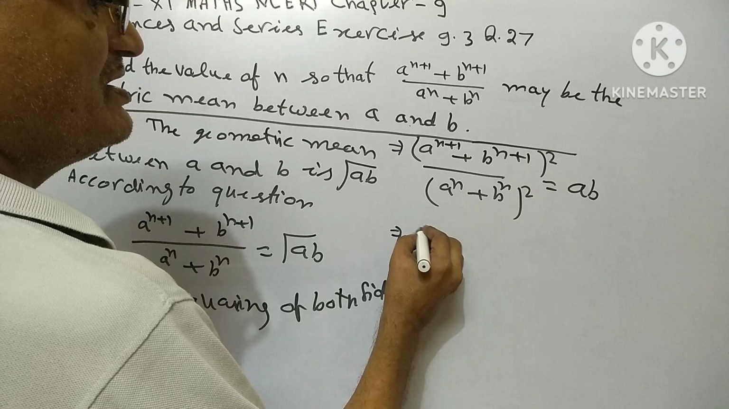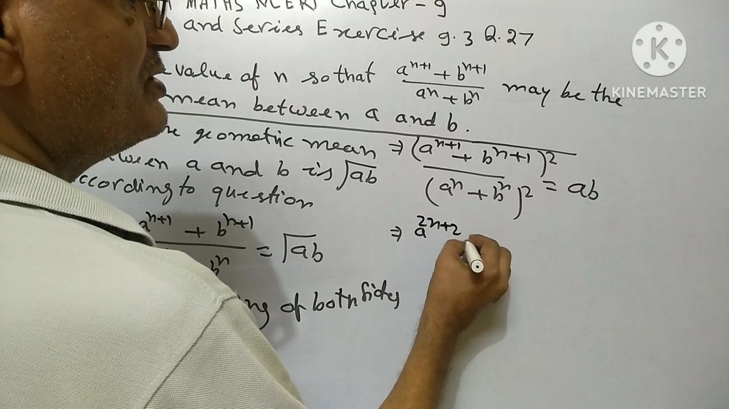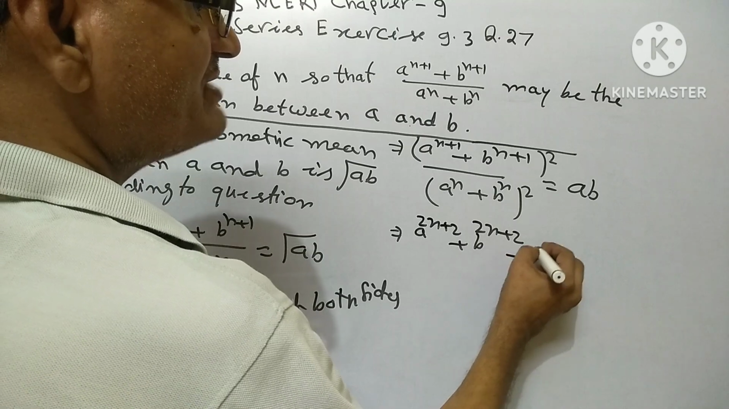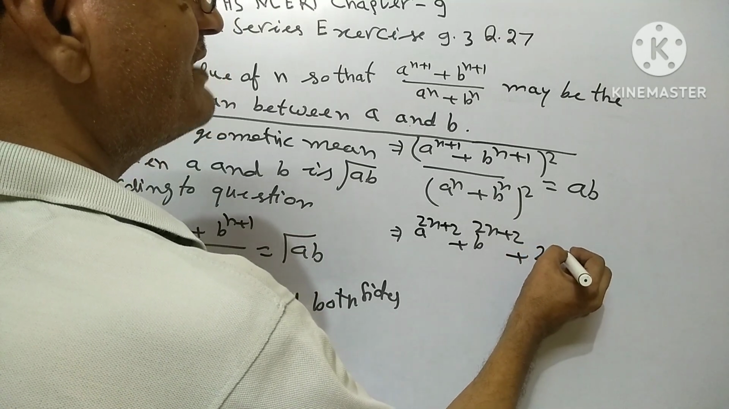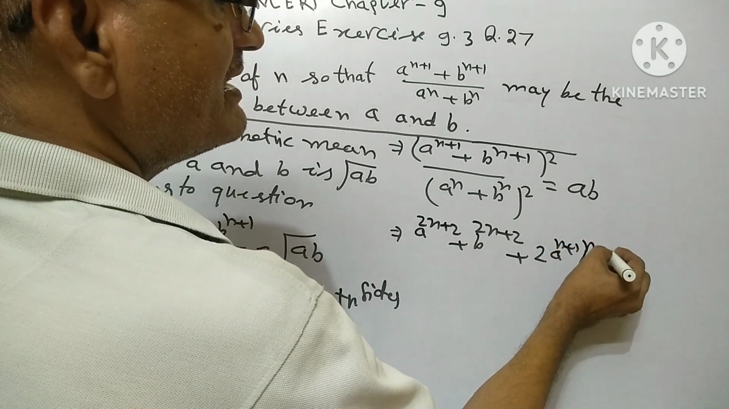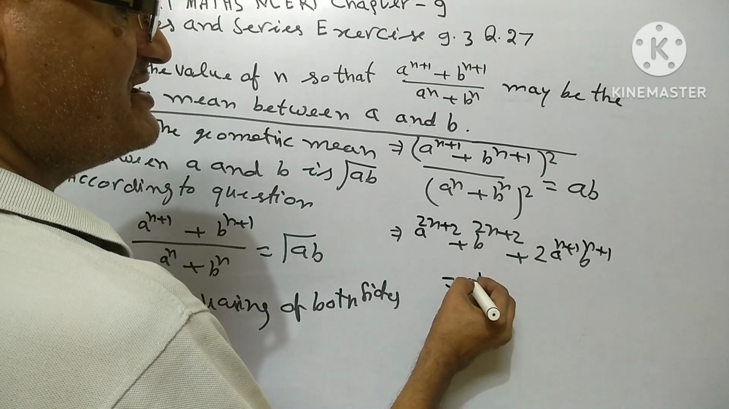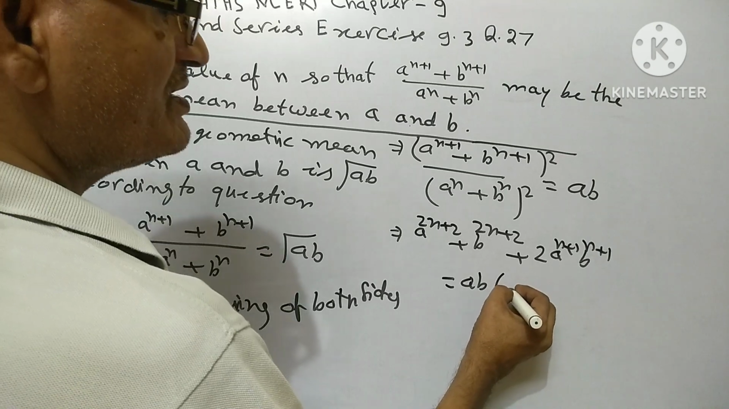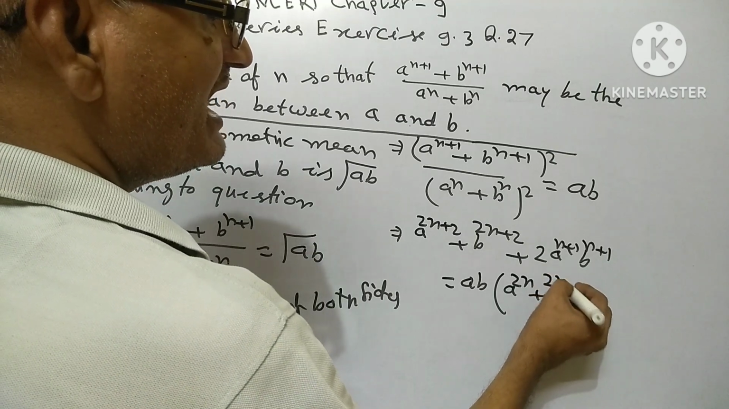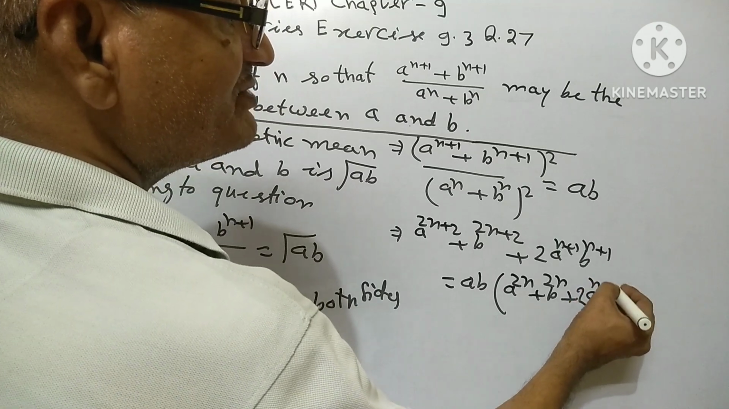So a^(2n+2) + b^(2n+2) + 2a^(n+1)b^(n+1) = ab into (a^(2n) + b^(2n) + 2a^n b^n).